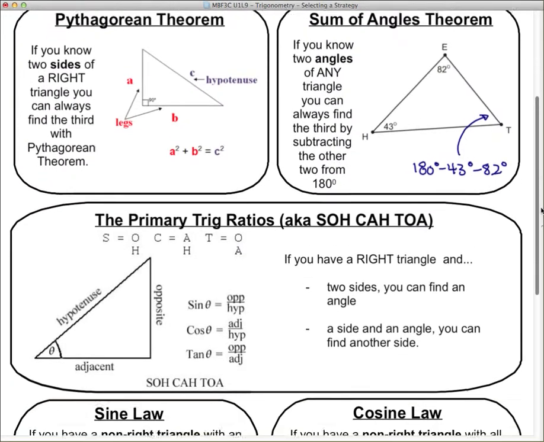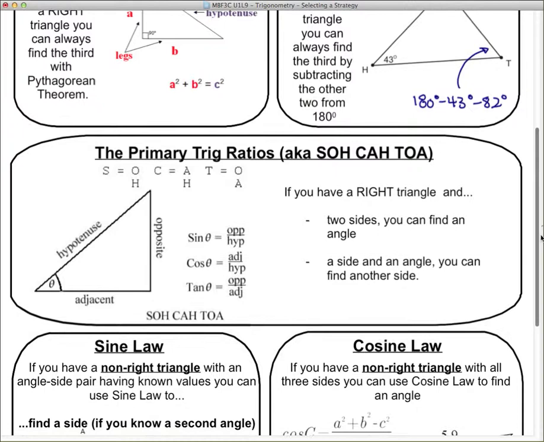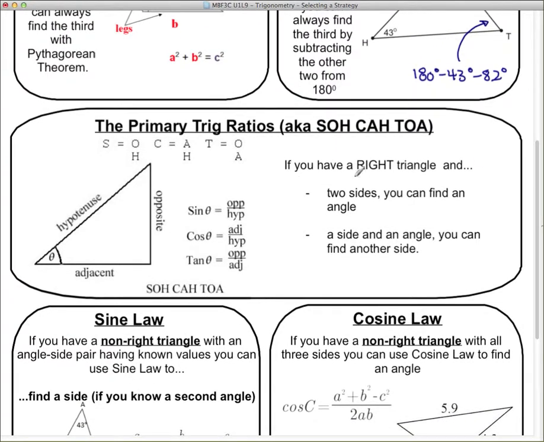Now, the new things, well, not quite new, we did primary trig ratios last year, but if you have a right triangle and there's 2 different situations you use this. First of all, and I'm going to get out that highlighter again. You knew this was coming, right? I highlight this every time. A right triangle, even though it's in capitals. Primary trig ratios have to have a right angle. You cannot use it without the right angle.